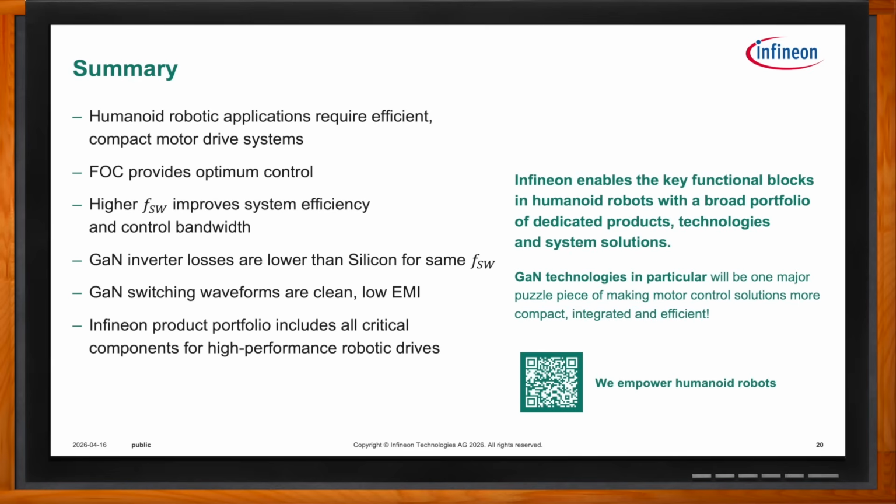And don't forget, we have all these other products, critical components for high-performance robotic drives. I put a little QR code there you can scan for all of the products that are involved in humanoid robotic technologies. And just to summarize, silicon's great. We sell a lot of silicon today, but to get that extra measure of performance and highest density, longest battery runtime, GaN provides some significant benefits. And hopefully that was made clear in our presentation.